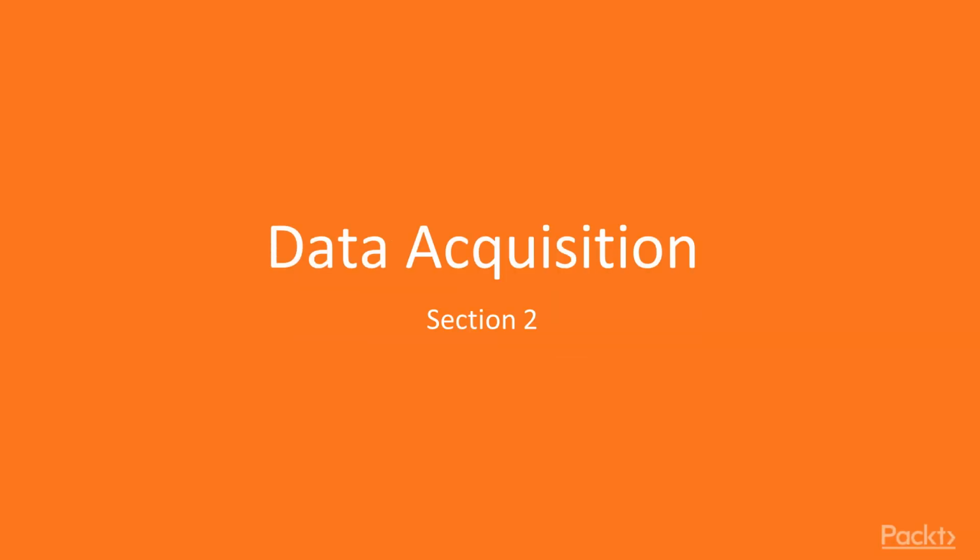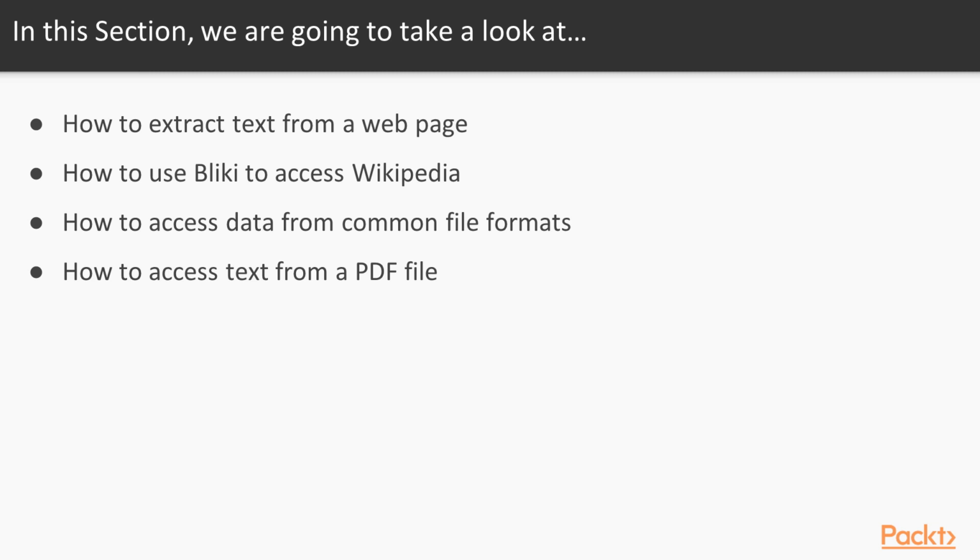Welcome to the data acquisition section. In this section, we are concerned with how to acquire data. One of the first tasks used in NLP processing is the acquisition of text, the acquisition of data that we can use for text processing purposes.